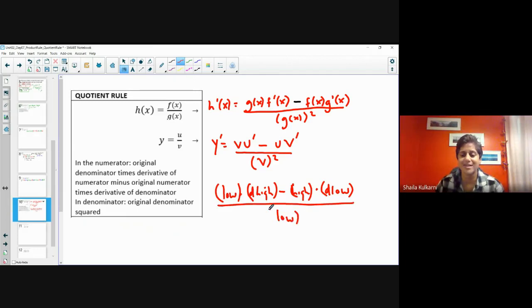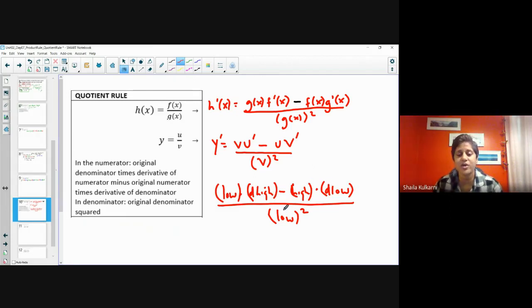Some people like to say low low. So low d high minus high d low all over low squared, or low d high minus high d low all over low low. Okay, low d high, which means we'll keep the low, we'll keep the denominator the same, times the derivative of the numerator. Low d high minus, keep the numerator the same and multiply by the derivative of the denominator, high d low.